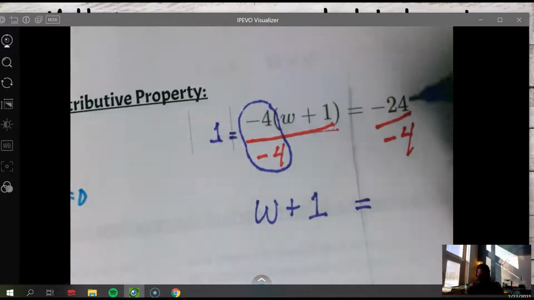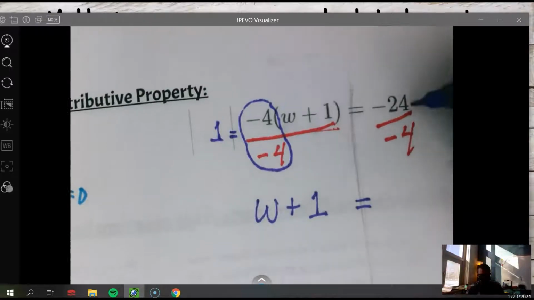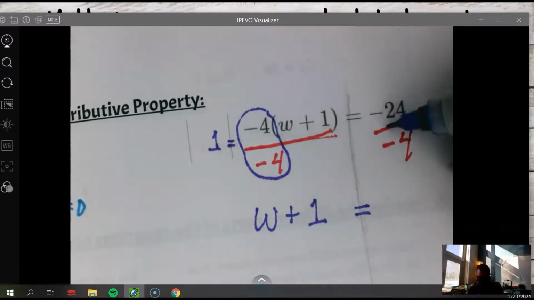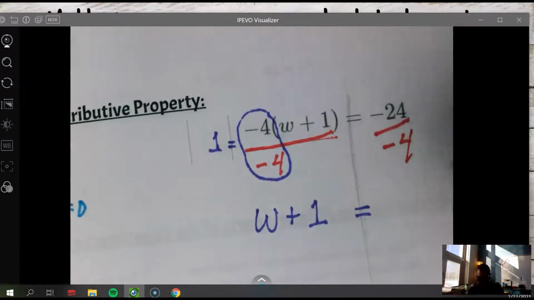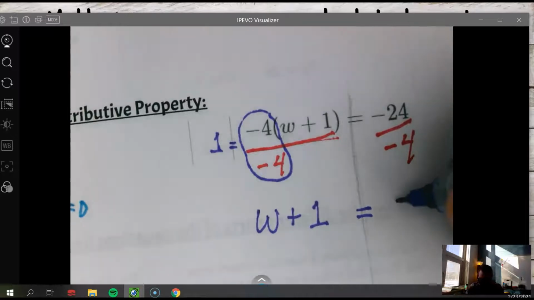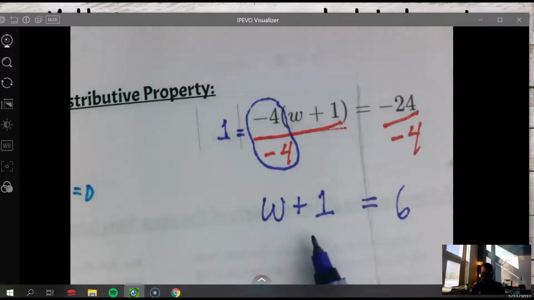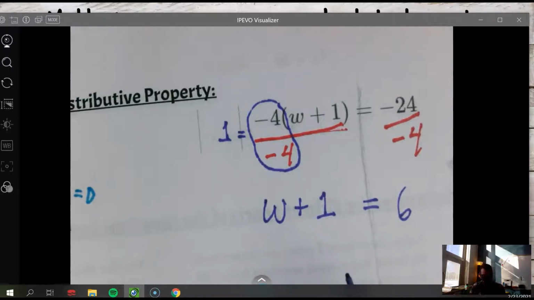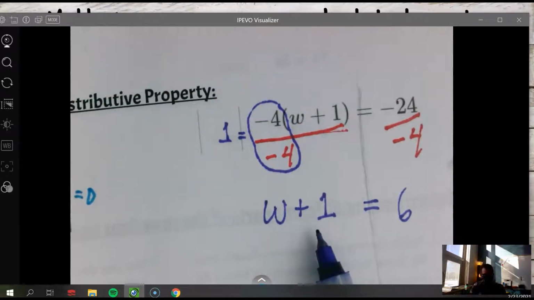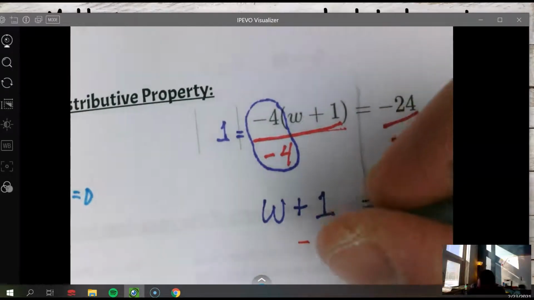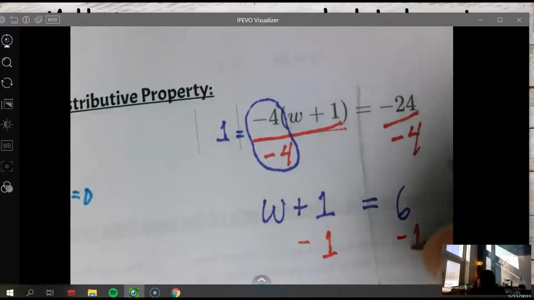Equal to, I have to do this math. Guys, seriously, high school me always forgot to do this. I'd be working too quickly. So negative divided by negative is positive. And then 24 divided by 4 is 6, I think. What do I do to undo a plus 1, Madeline? Yeah, subtract, absolutely.